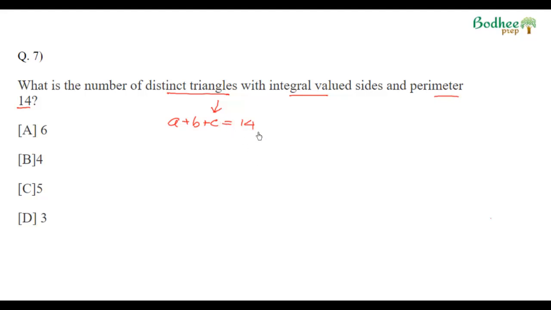So obviously C cannot be more than half of it. In fact, it cannot be equal to half of it as well. It has to be less than half of the total perimeter. Then only this relation is valid, that the largest side is less than the sum of the other two sides for a triangle to be possible.